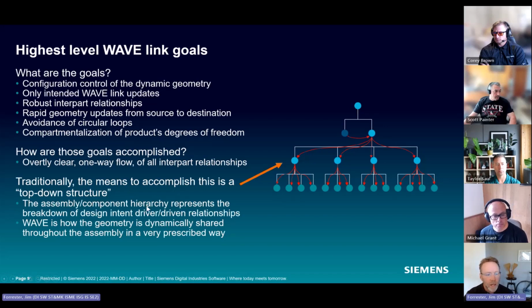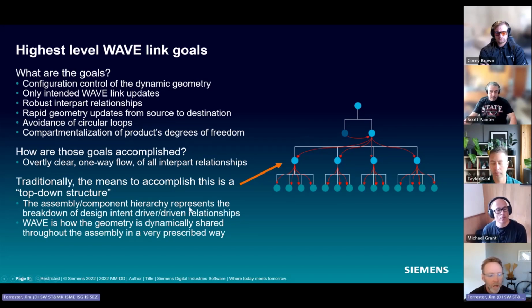How are these accomplished? Through overtly clear one-way flow of all interpart relationships, not just wave, but interpart expressions, promotions. There are a number of interpart relationships. Wave is kind of the king among them, but this applies to any interpart relationship. And traditionally, the means to accomplish this is through a top-down design structure.